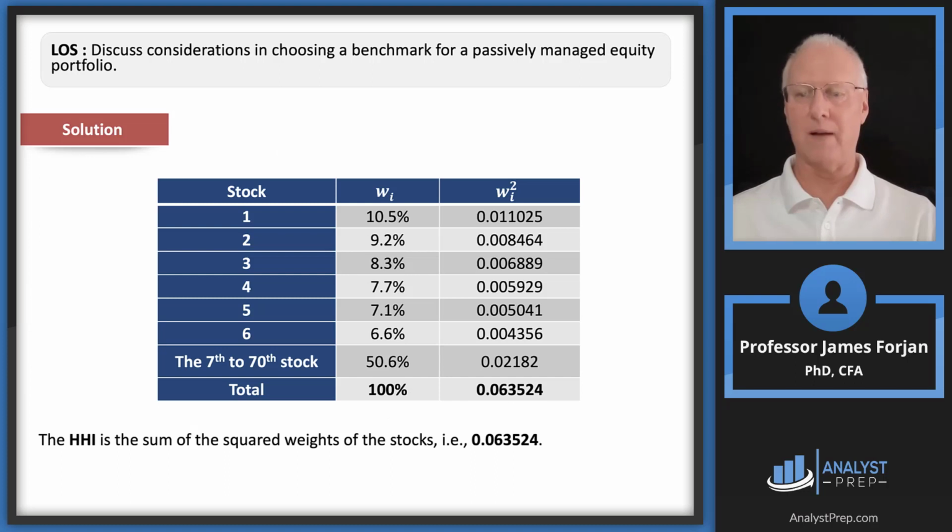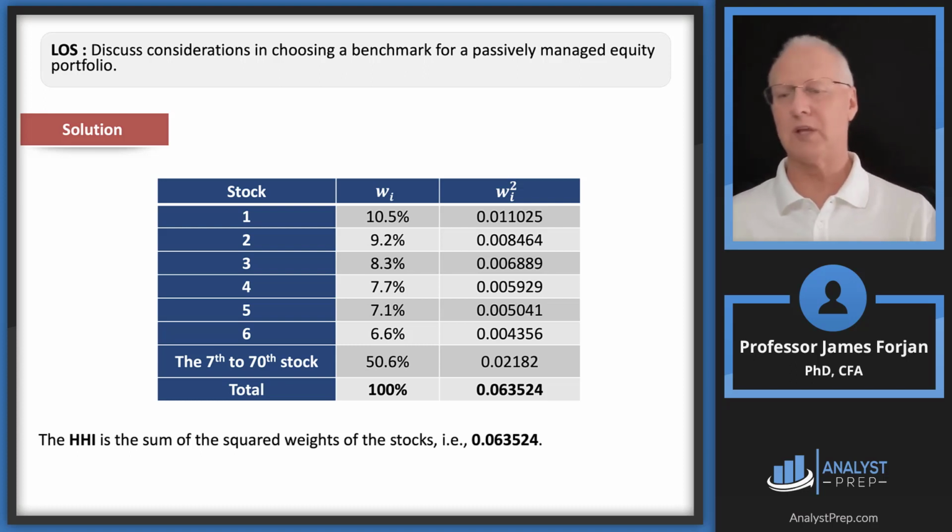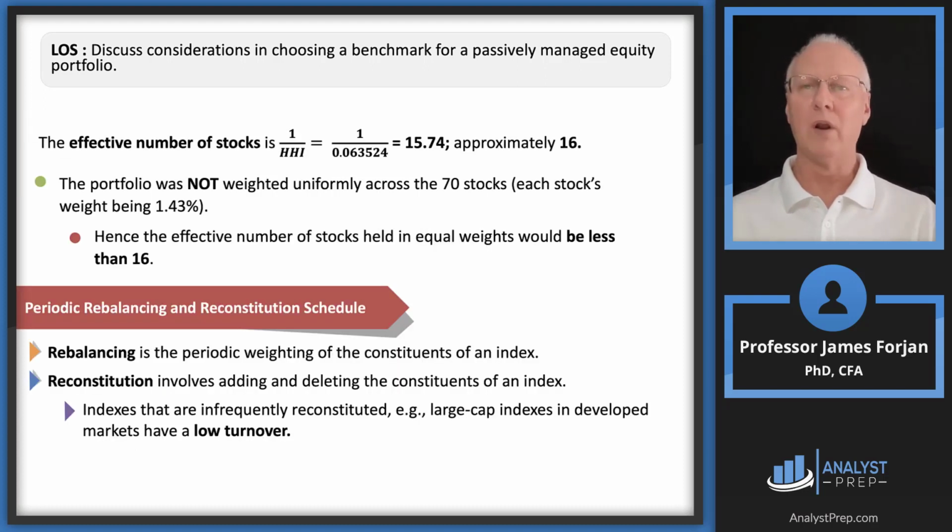That's the important thing. So I'm guessing, if I were making this question up on the exam based on the LOS, I'd probably give you a table like this. I think it's reasonable, and then just make you sum those, or I could just give you that 63,524, and then the question is, what is the effective number of stocks? And this is one of the 14 questions that show up at the end of this reading. So there was approximately 16.